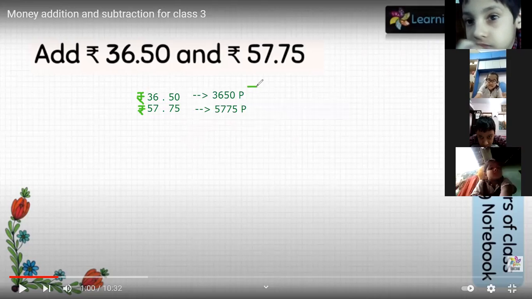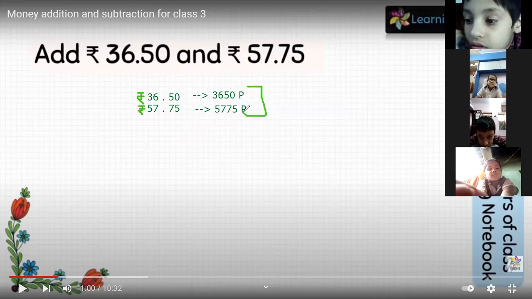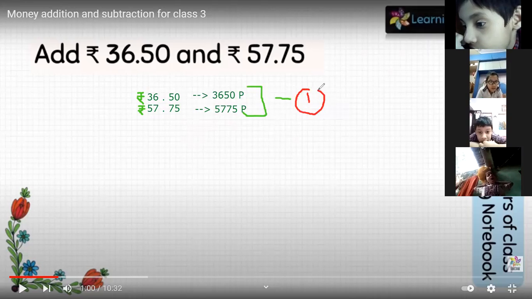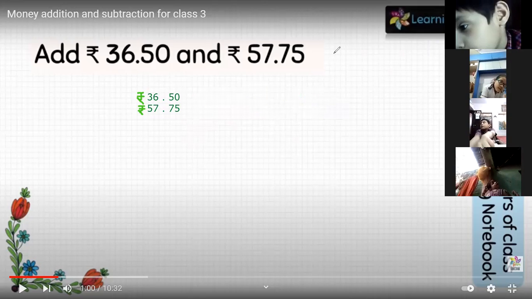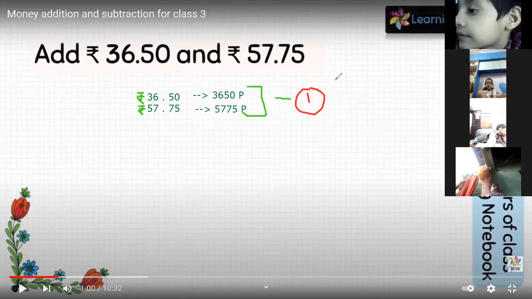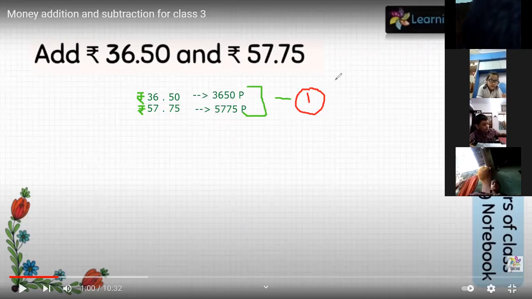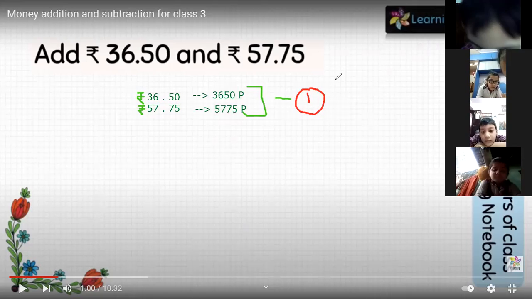Now we can directly add both the numbers like ordinary numbers, as we have already done the addition concept. Clear? This is the first way to solve questions like this. But in the second way, you must understand the second concept very carefully. The first one is very easy: we convert the rupees into paisa, and then directly add both the numbers just like ordinary numbers.